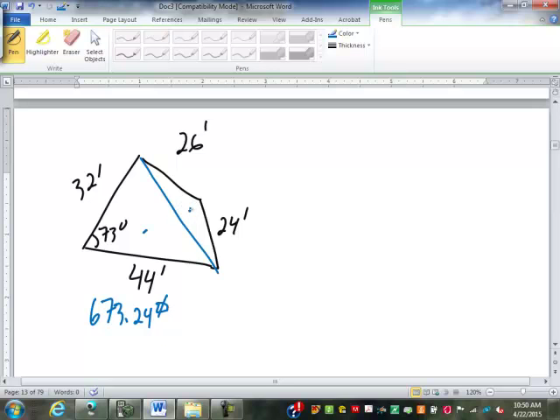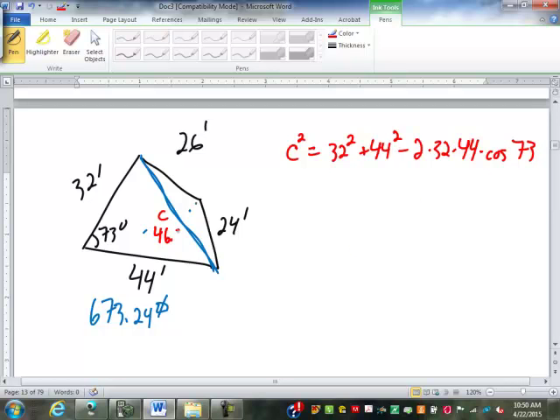Now this triangle over here, we need more information. We don't have that angle, but we can find this side here. How can we find that side? If I call that side C, then C squared is equal to A squared plus B squared minus 2 times A times B times the cosine of angle C. C will come out to be about 46.22 feet. Law of cosines, you got it.